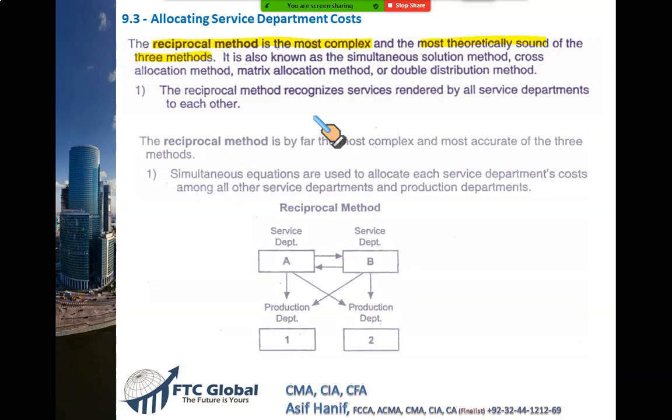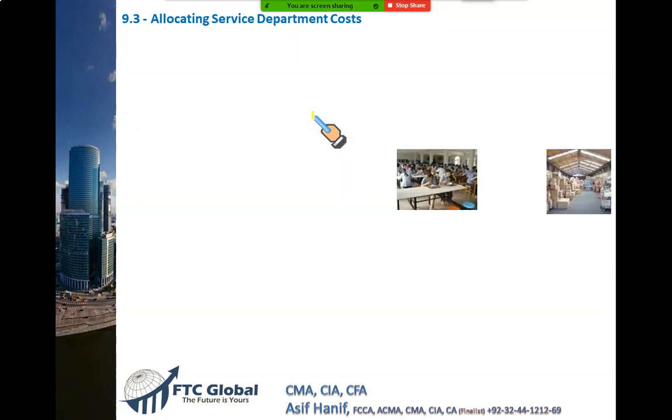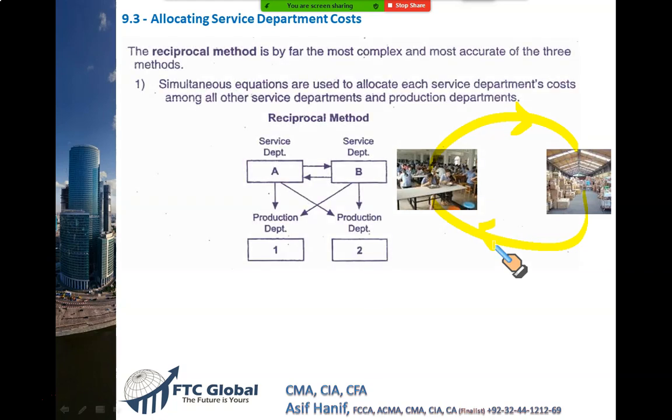So what basically is the reciprocal method? Under the reciprocal method, we must remember that canteen takes the services of stores and stores takes the services of canteen. They serve each other. We must keep that in mind. So under the reciprocal method, we transfer some of the cost of A into B, production department 1 and 2, and then we take the cost of B and transfer it back into A, 1 and 2. We keep on doing it repeatedly till we find a perfect solution for that.